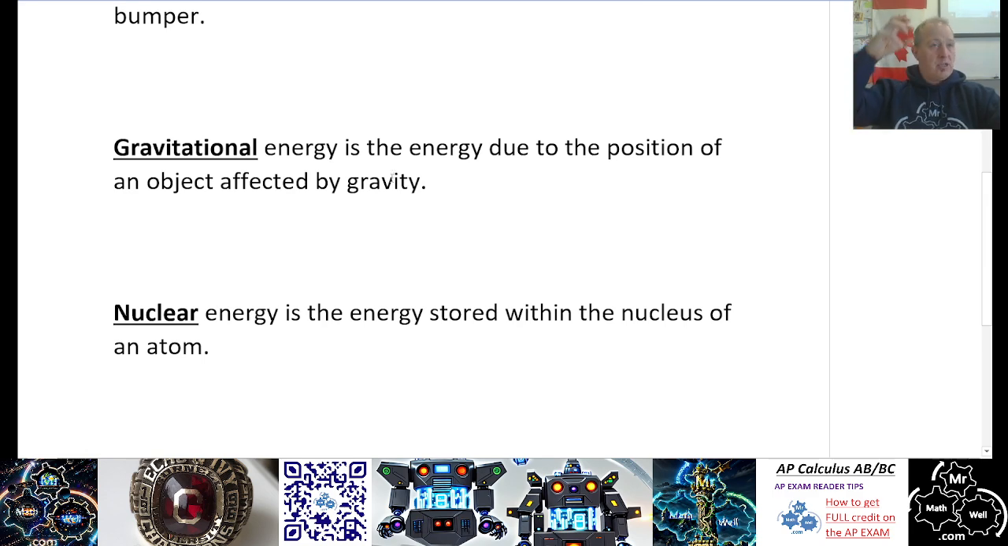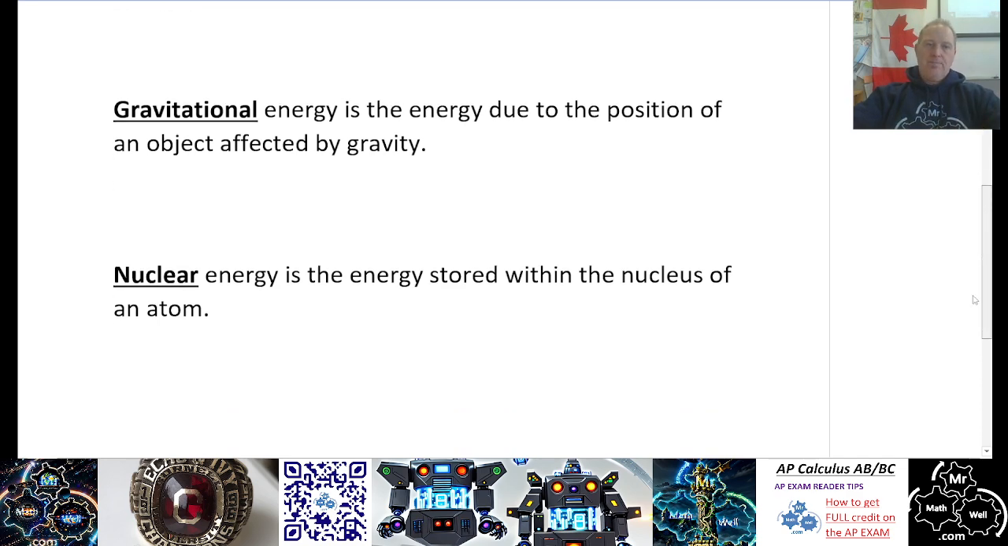Gravitational energy is the energy due to position of an object affected by gravity. So we talked about potential energy because of position. Gravitational energy would be the specific energy that will act upon an object due to gravity. Nuclear energy is the energy stored within the nucleus of an atom. So if you were to actually crack a nucleus apart, that would be a nuclear fission reaction. You would release an immense amount of energy, and that's atomic bombs, nuclear bombs.